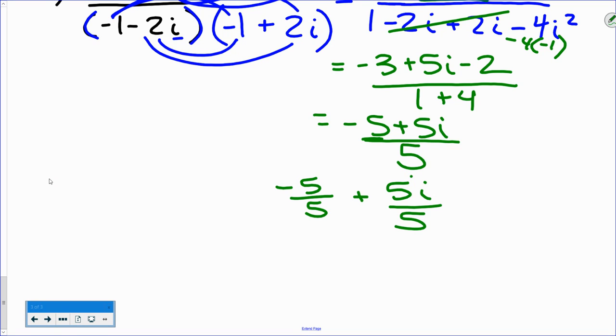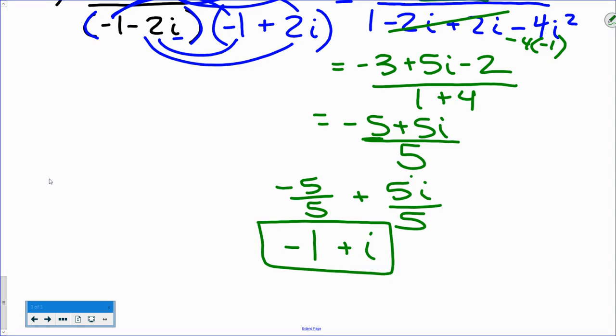And in some cases, we'll have a number on the bottom that I couldn't divide out, and that would be it. We would be done. But since I can divide these, then I will. So -1 plus just i. Okay.